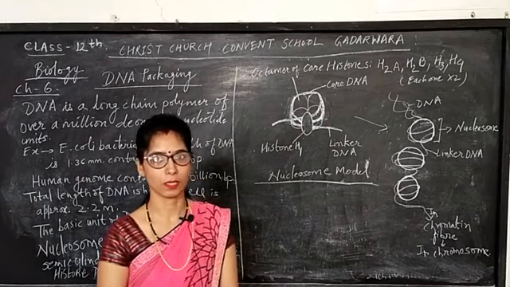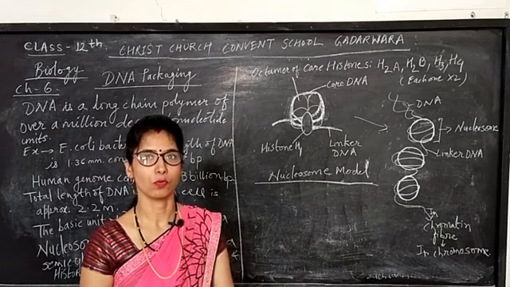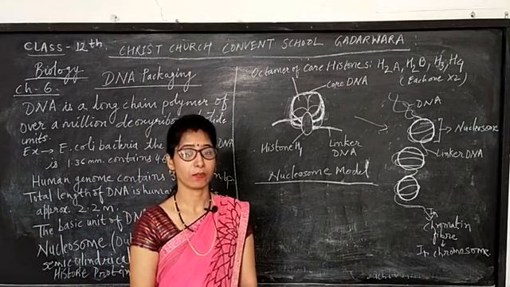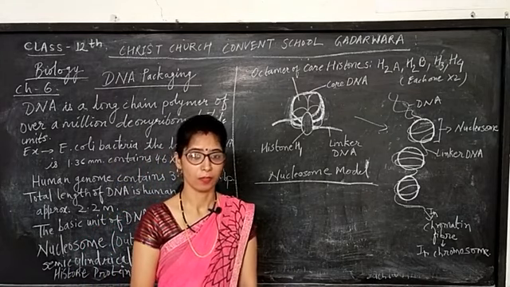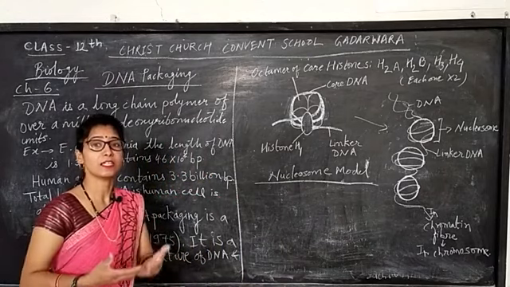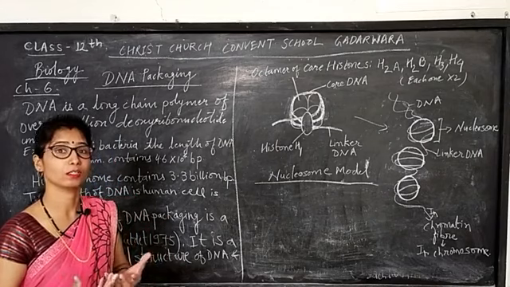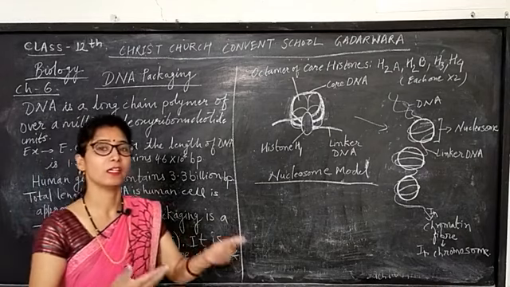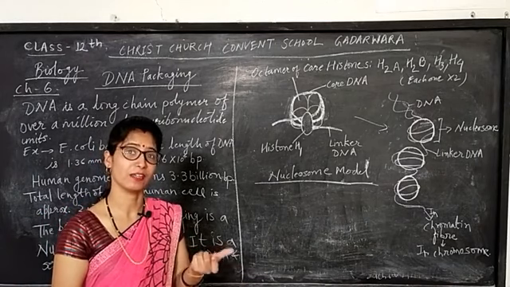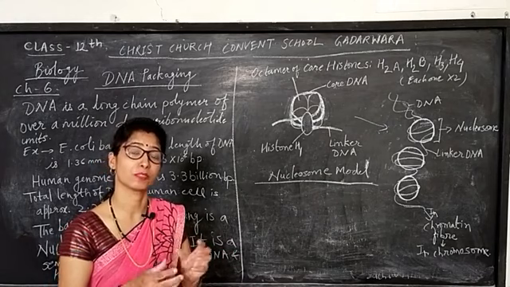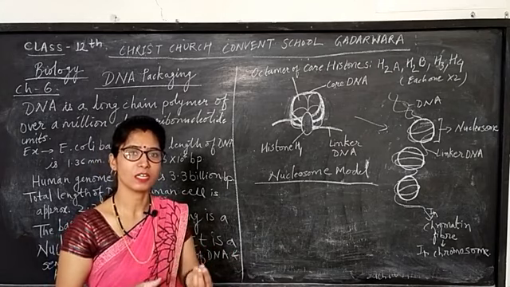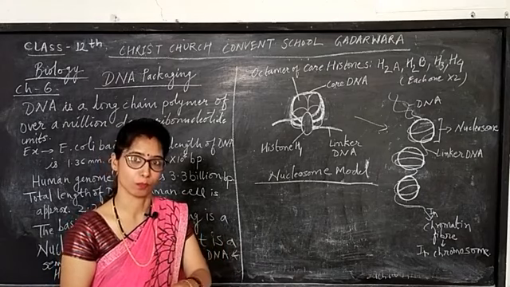I am Poornima Shukla, and in the last video we discussed the double helical structure of DNA that was given by Watson and Crick. Now listen, how is this DNA packed? You know that the DNA is present in chromosomes present in the nucleus, and the nucleus is present in the cell. So how is this DNA packed in a chromosome?